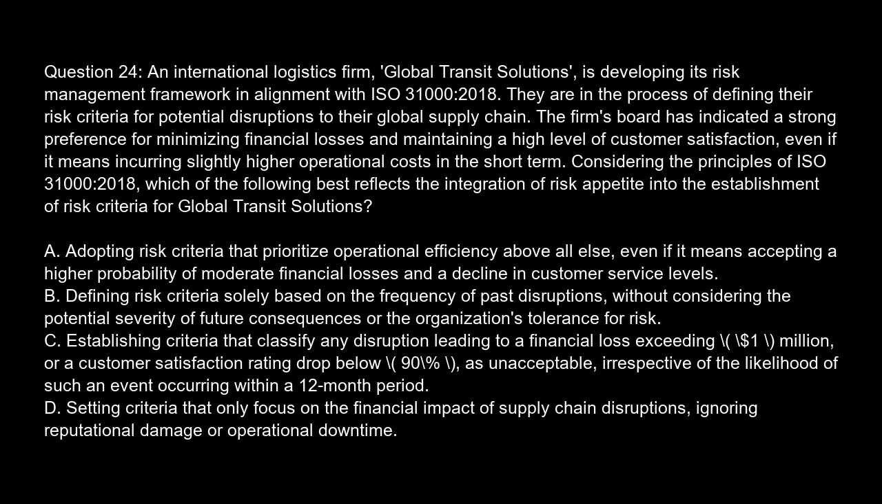Option C. Establishing criteria that classify any disruption leading to a financial loss exceeding $1 million or a customer satisfaction rating drop below 90% as unacceptable, irrespective of the likelihood of such an event occurring within a 12-month period. Option D. Setting criteria that only focus on the financial impact of supply chain disruptions, ignoring reputational damage or operational downtime.